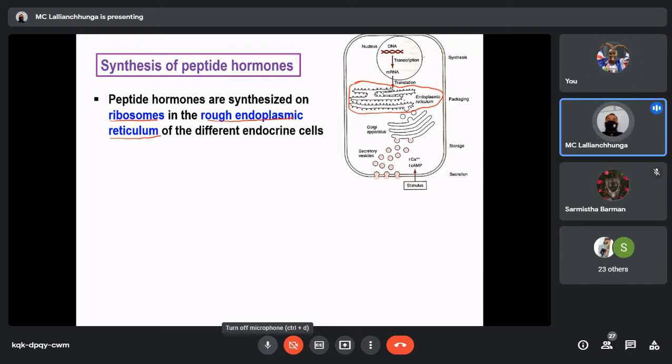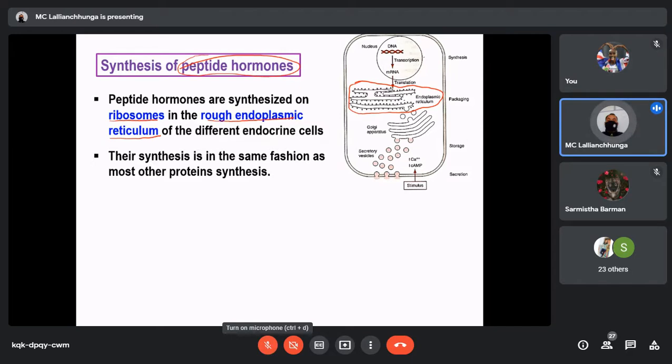These are nothing but ribosomes. They are attached to the surface of the endoplasmic reticulum, and the endoplasmic reticulum and ribosomes work together to produce protein. Here we are talking about the peptide hormones, meaning protein hormones. But not only the hormones, also other proteins or peptides which are not hormones are synthesized in the ribosomes of the rough endoplasmic reticulum only.